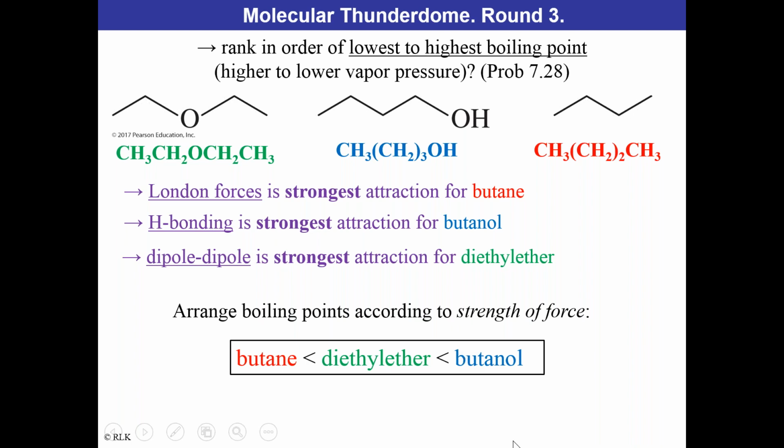So you can just arrange them that way. So the ether definitely has stronger intermolecular forces between the molecules relative to butane, and then of course butanol is there too. So again, I think that that's really important.